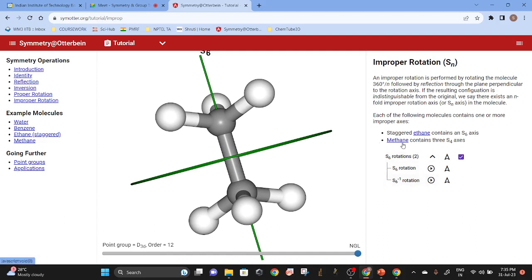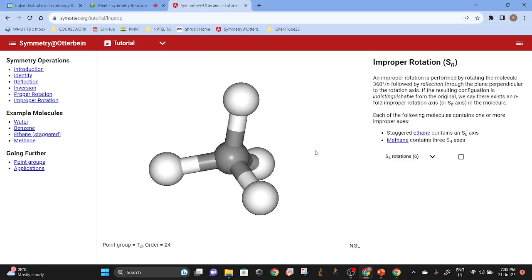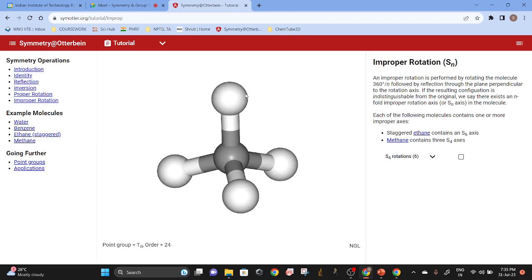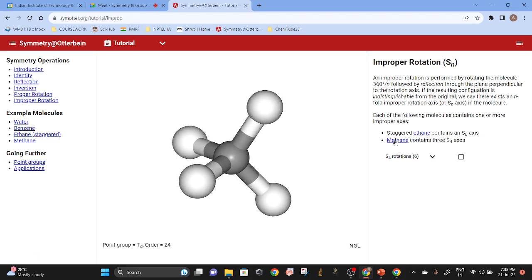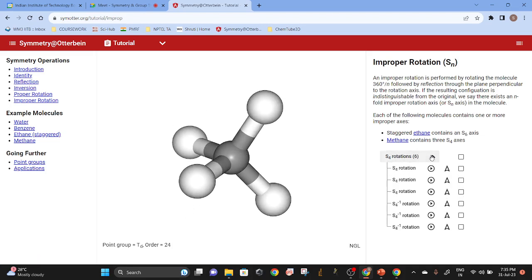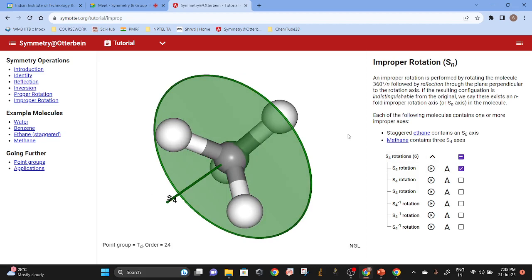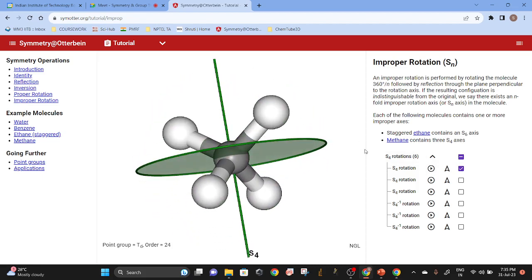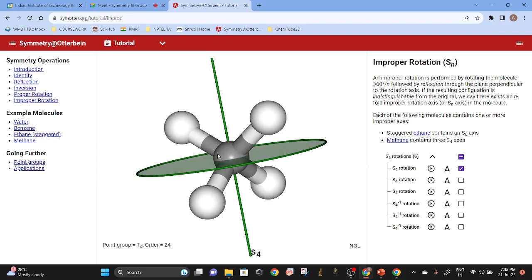Okay, let's take one more molecule, methane they have given. So this is a methane molecule, the gray one is carbon and the white ones are hydrogen, CH4. Now let's look at how many S4 operations are there. It has 6 S4 operations. Now let's see one. So it has this S4 axis, it goes like this. This one is C4.